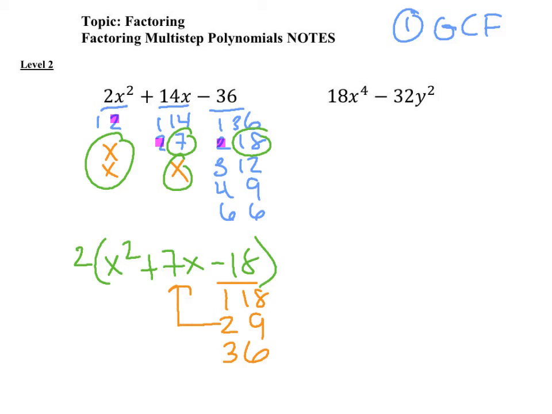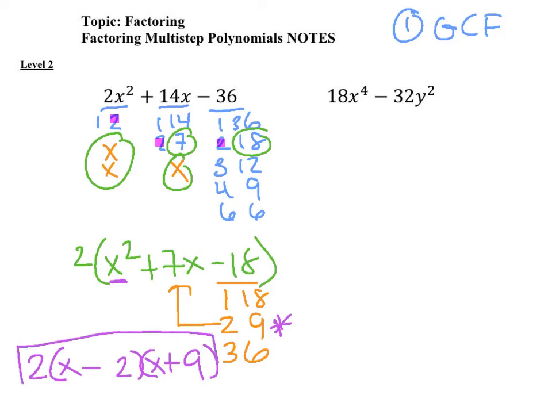So when I rewrite this, I can put 2 and then create my 2 parentheses. To get x squared, I have x times x. And then the factors that I found before, 2 and 9. Well, how do I get a positive 7? That's going to be a positive 9 minus 2. So I had to factor twice to factor this polynomial.